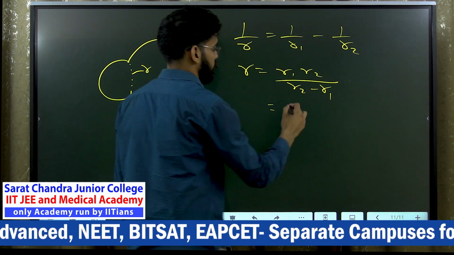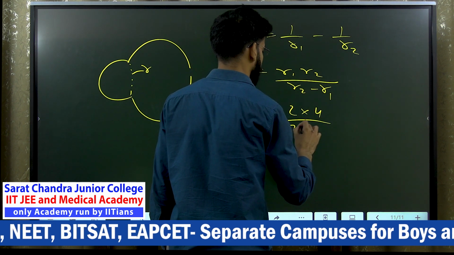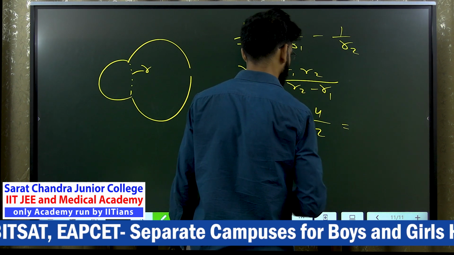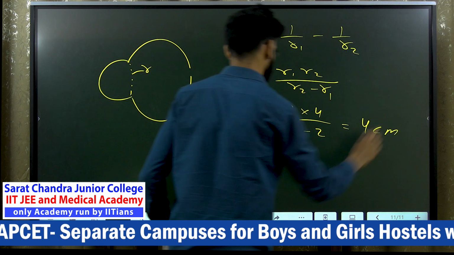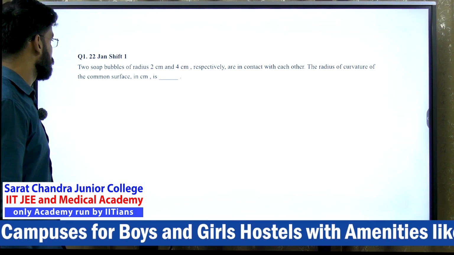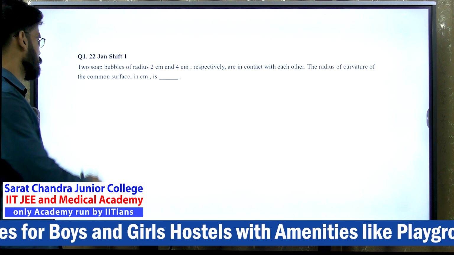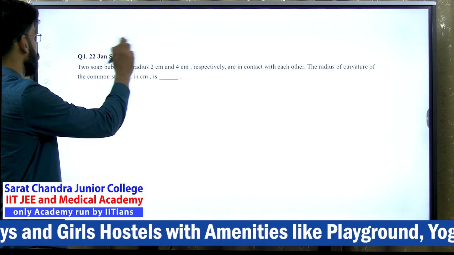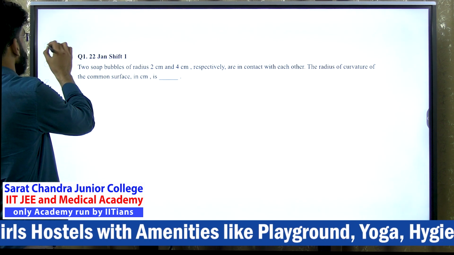So here these are 2 4 given, 2 4 divided by 4 minus 2. So this came how much? 4 only, 4 centimeters. That's it. Notes based question, directly answer. So answer is your 4 centimeter. In centimeter only. So 4 is your numerical answer that you have to fill.